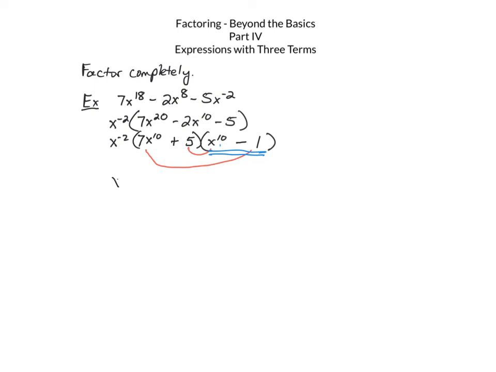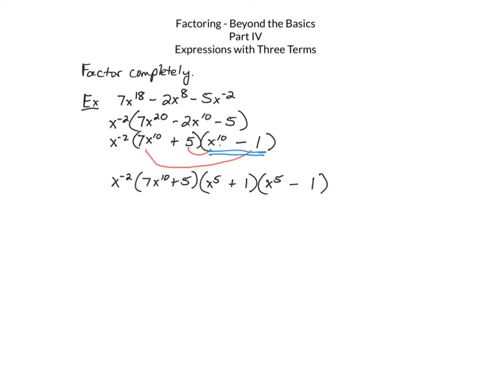I'm bringing down my x to the negative 2. I'm bringing down my 7x to the 10th plus 5. And now I'm going to factor into conjugates. My x to the 10th gets broken up into x to the 5th and x to the 5th. My 1 gets broken up into 1 and 1. I make sure I have 1 plus and 1 minus.